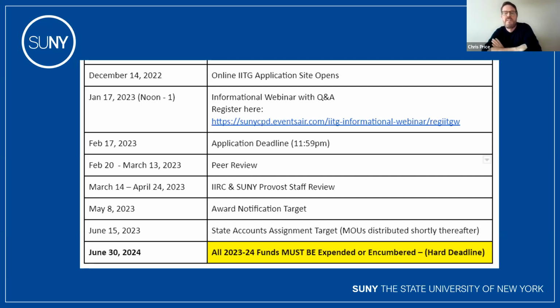The provost either accepts or modifies those recommendations, and then we hope to get you notified by May 8th whether or not you received a grant. We typically try to get that before the SUNY CIT conference so that we can announce who's been funded at that conference at the end of May. Then we set you up in the system with accounts to draw on for your project in June, and then you start doing your project as early as June 15th. And then, like I said, all funds must be expended or encumbered by June 30th.